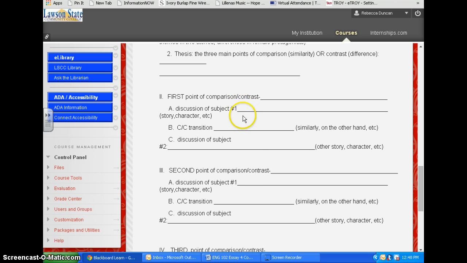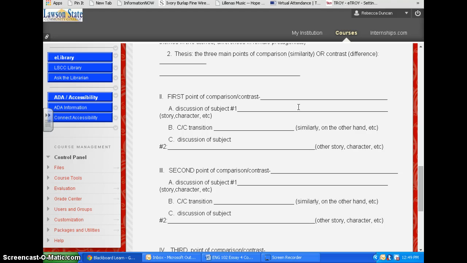It doesn't matter as long as you're doing the same one first each time. And many of you did that in the outline, which is good. So let's just say you decide to discuss Nora first. You talk about Nora and money or whatever. Nora and her family. Nora loves her family. She values them this way.